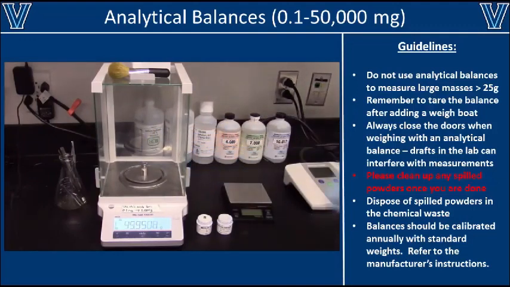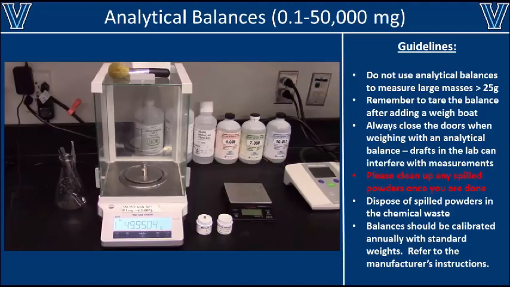Next, we test the 50 gram weight, which weighs out to be 49.95 grams. This is also greater than 99.9% accurate, so the balance is working properly. If these readings were significantly off, we would need to calibrate the balance. Refer to the manufacturer's instructions on how to do so, or let your supervisor know immediately.